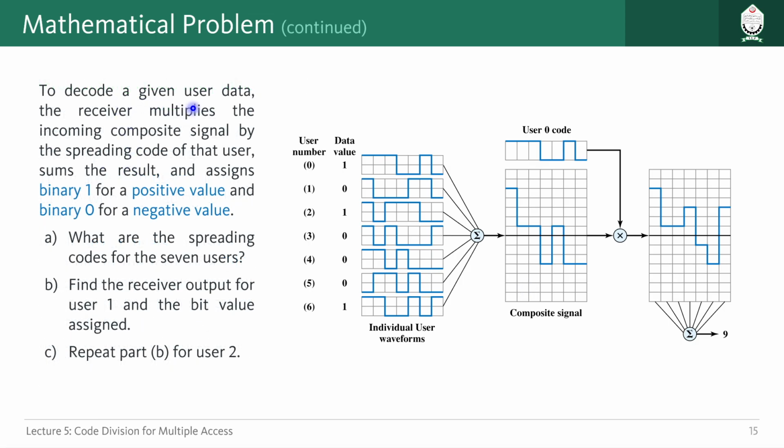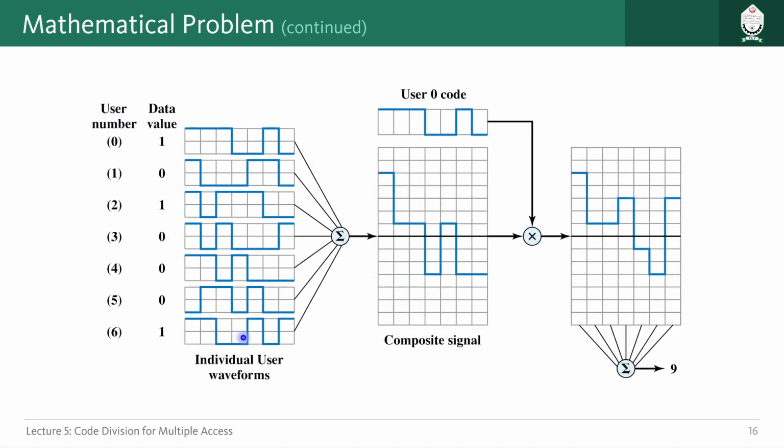To decode a given user's data, the receiver multiplies the incoming composite signal by the spreading code of that user, sums the result, and assigns binary 1 for a positive value and binary 0 for a negative value. We will understand what they are actually trying to say here, but let us first understand the questions. What are the spreading codes for the 7 users? We have to find out the spreading codes for each of these users. Then we have to find the receiver output for user 1 and the bit value assigned. We have to do the same thing for user 2 also.